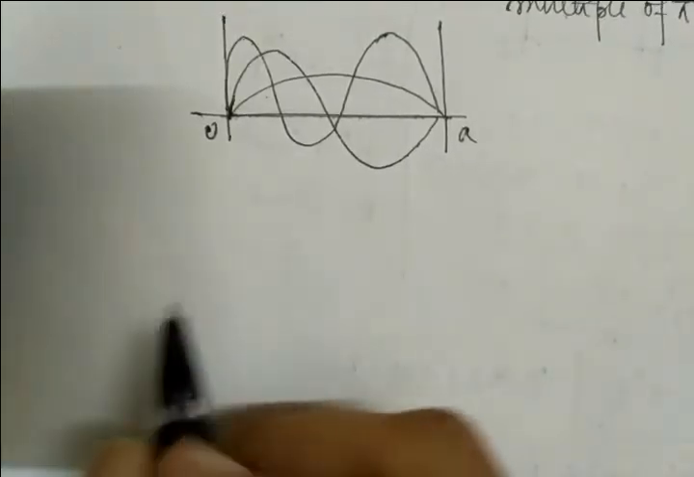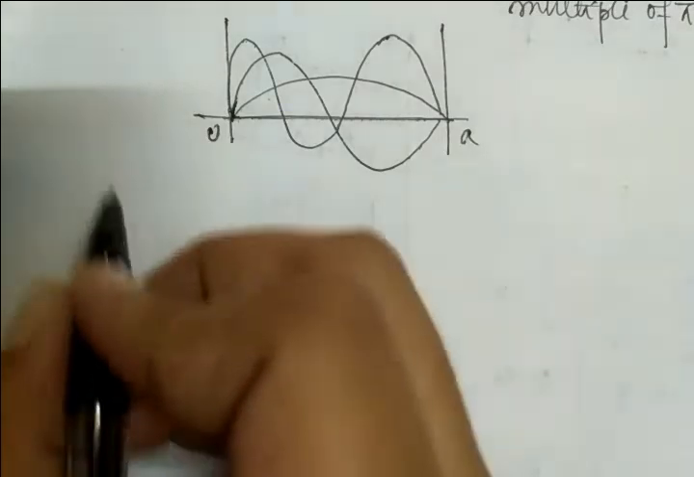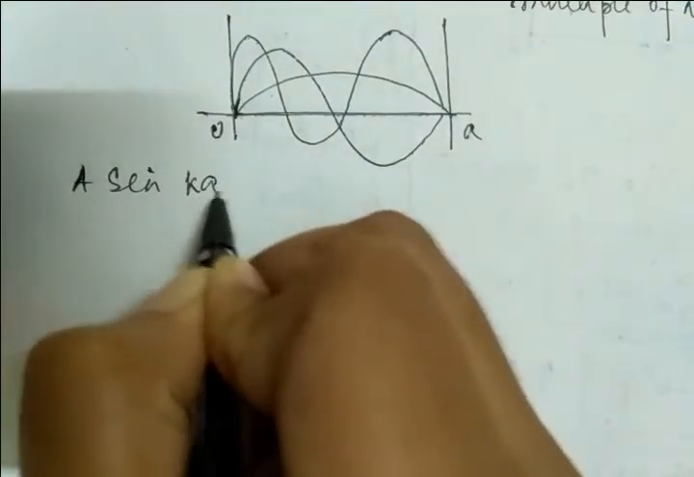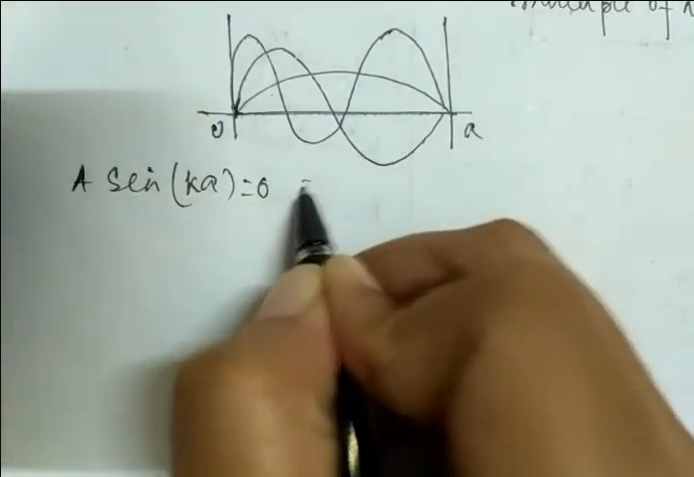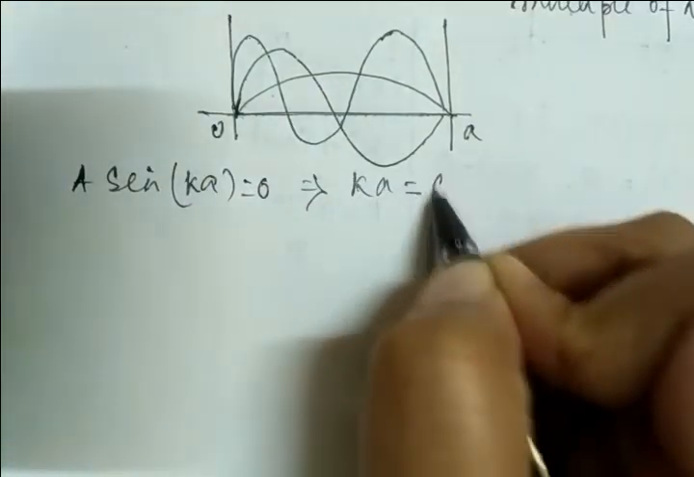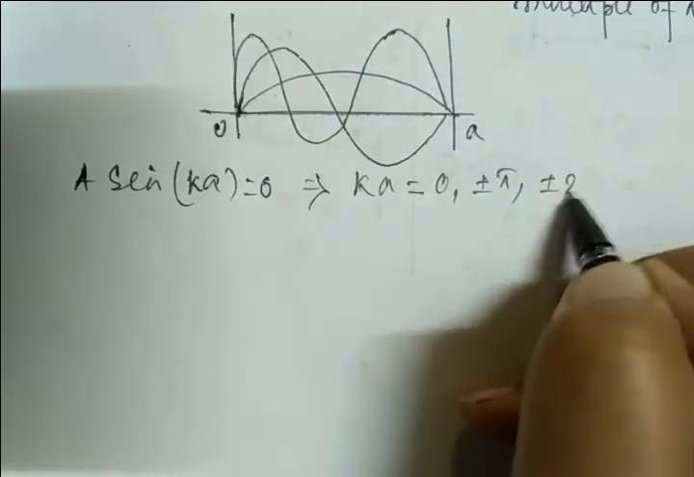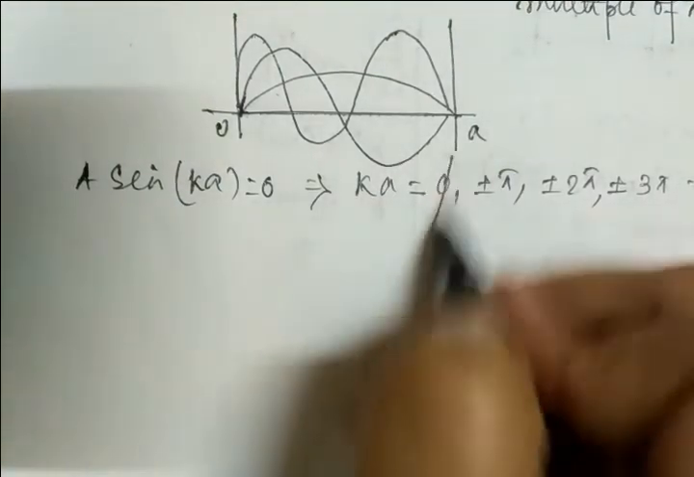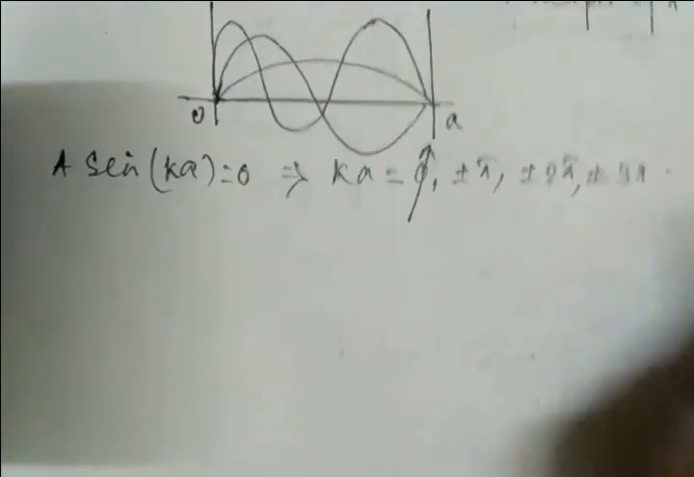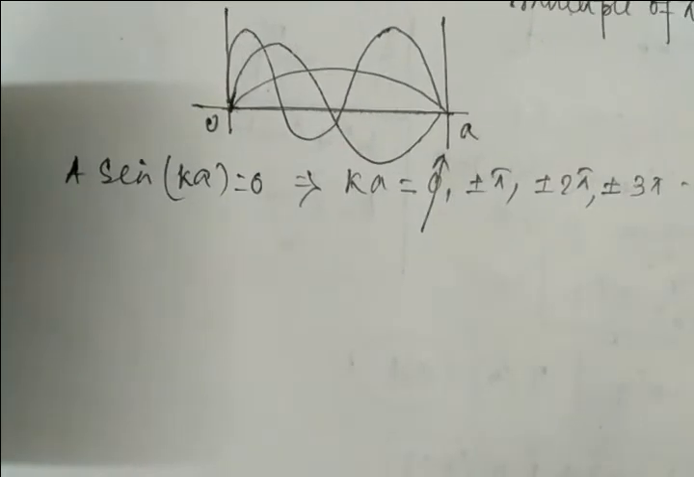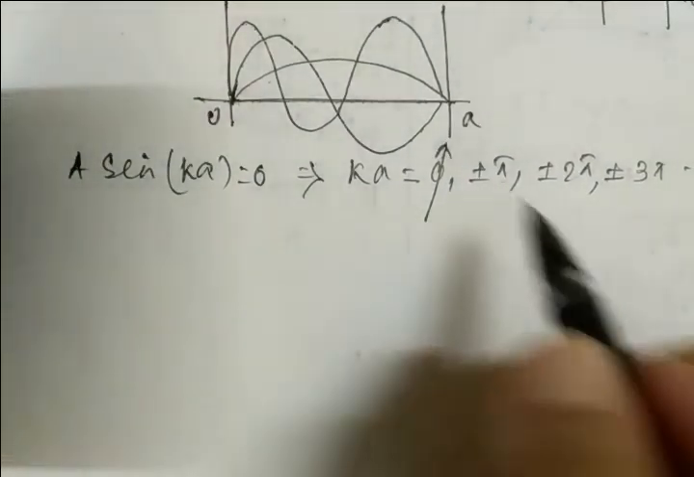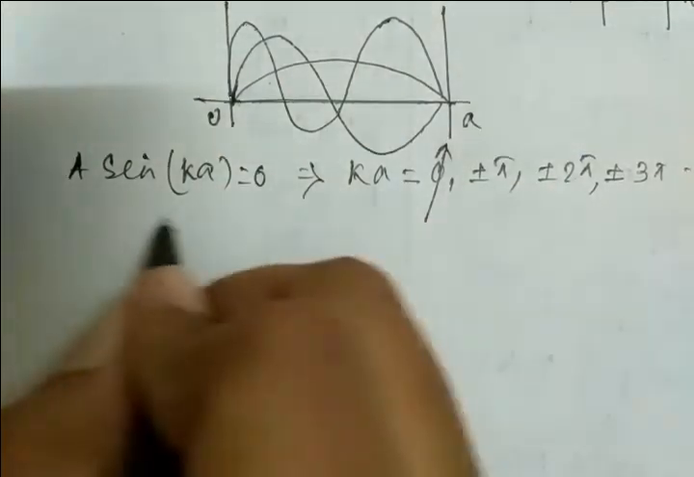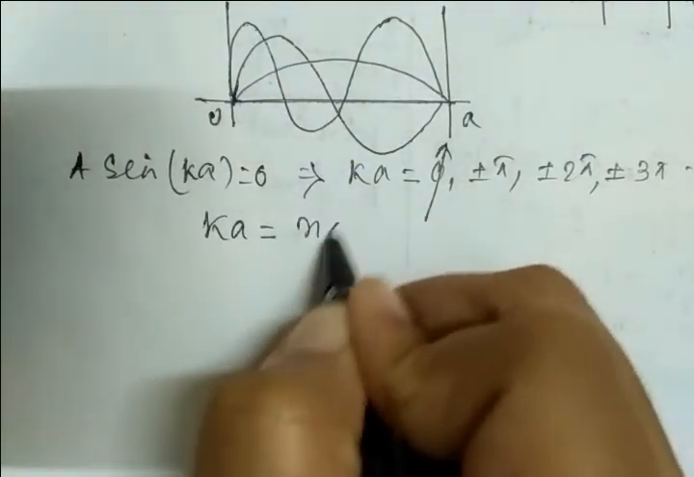So Ka, if a sine Ka equal to 0, then we can write that K equal to 0, plus minus pi, plus minus 2 pi, plus minus 3 pi and so on. But we will not consider this, because if K equal to 0, the whole term will be 0. So there will be no solution, right? So we will use a general solution. What is the general solution? That is Ka equal to n pi.